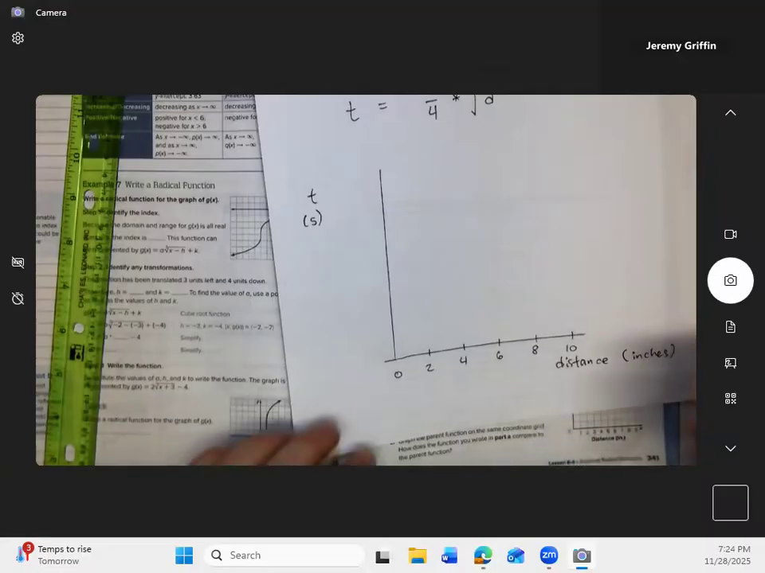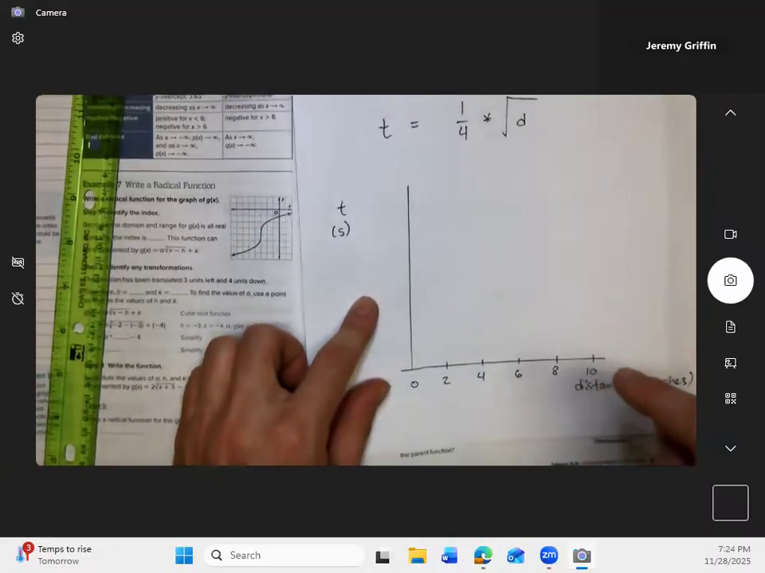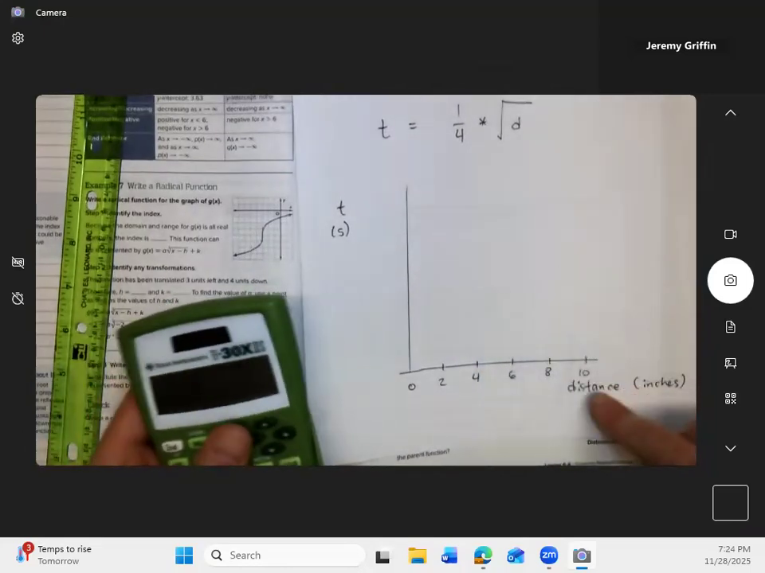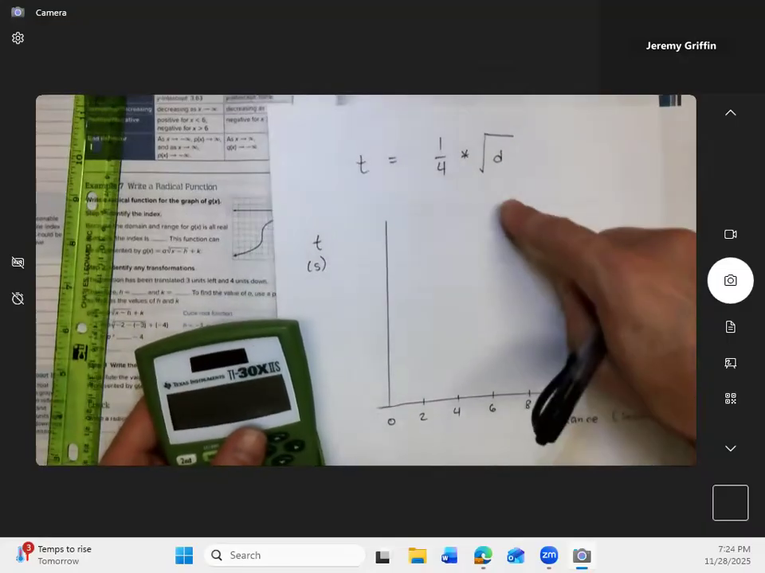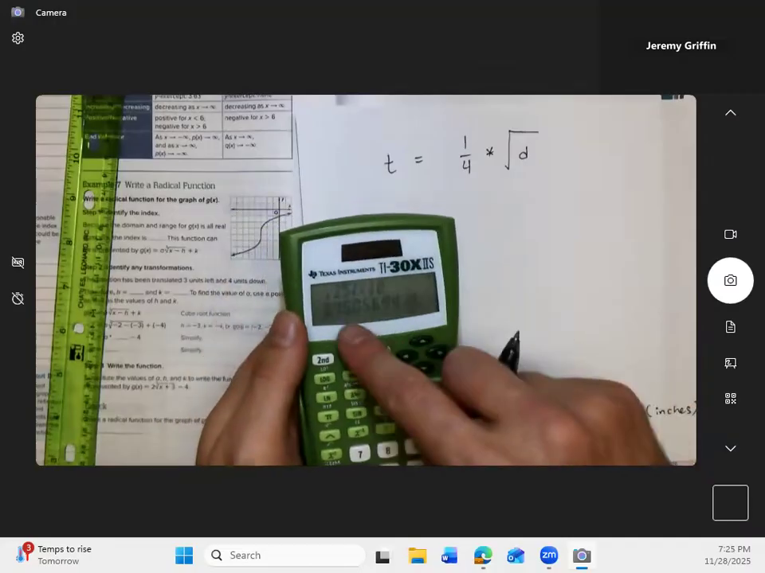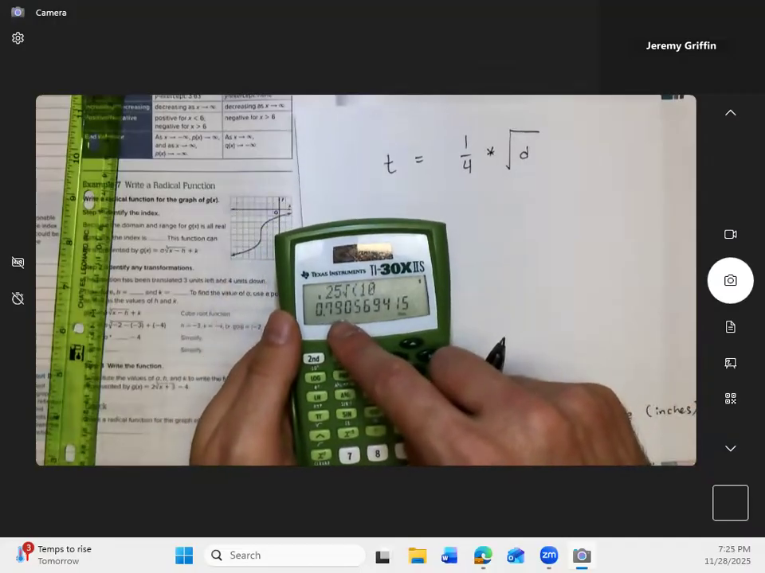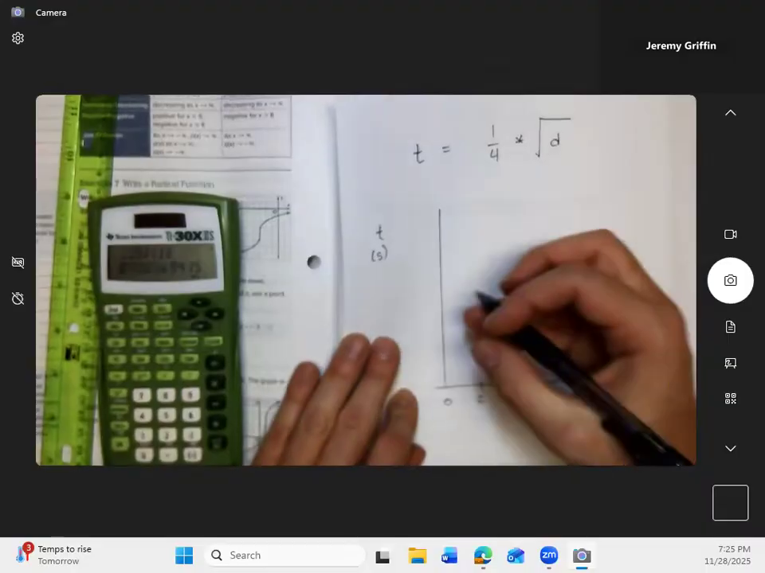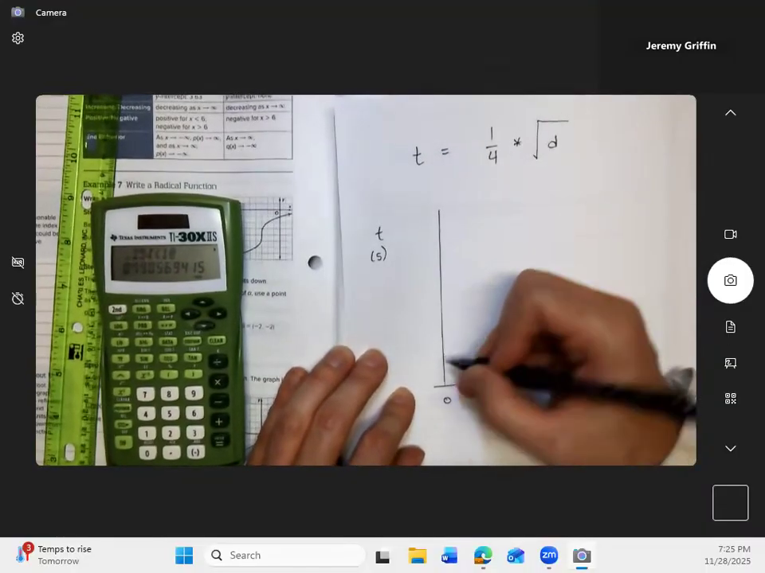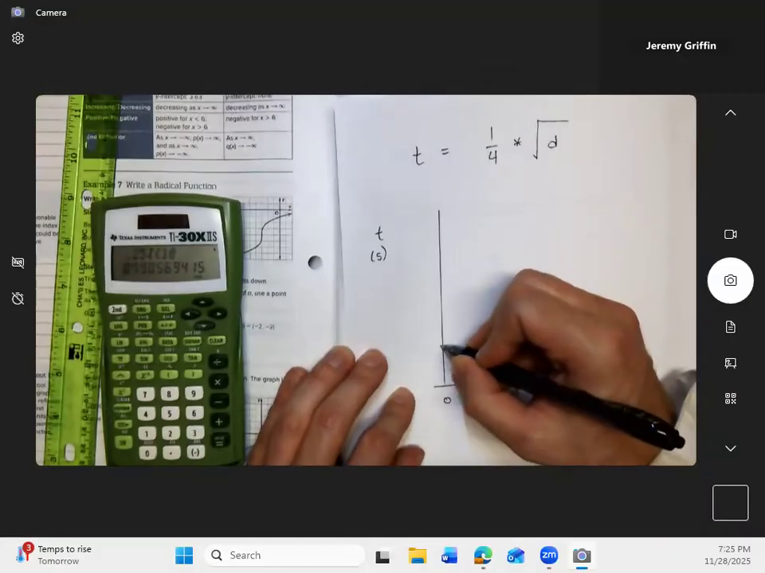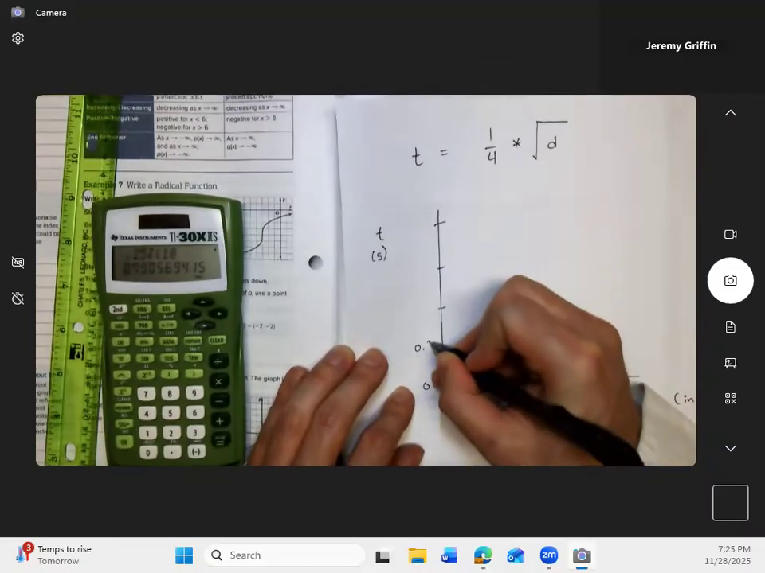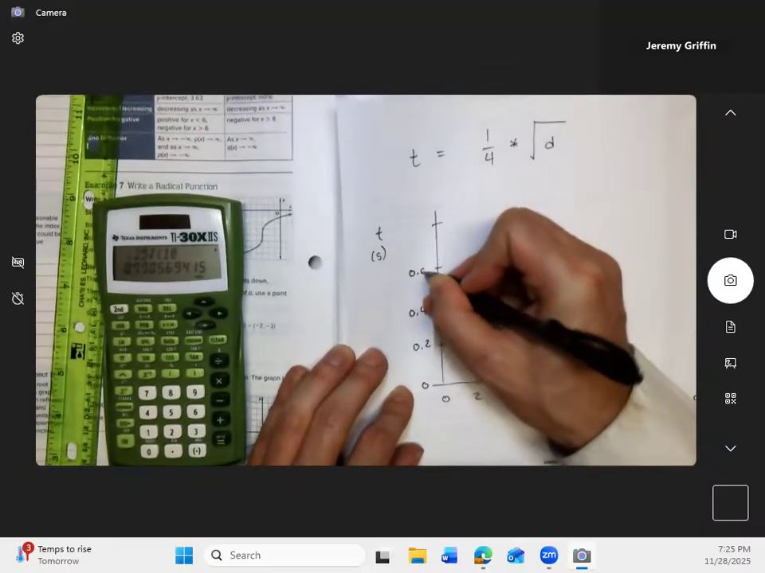What else here? Time. I bet reaction time is like a fraction of a second. So here, let's plug in the biggest value I have here, 10 inches, and let's see what it comes out to. So 1/4 of the square root of 10 would be 0.79. I'll call that 0.8. So let's see, 0, 0.2, 0.4, 0.6, 0.8.